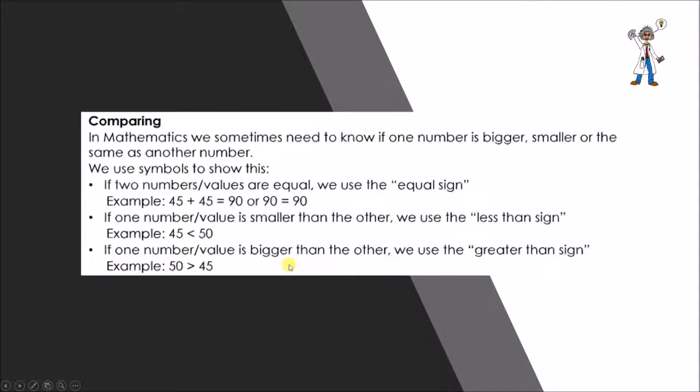If a number or a value is greater than the other number, we use the greater than sign. It's just the opposite of the less than sign, but we still have the larger number at the open end and the smaller number at the sharp point.